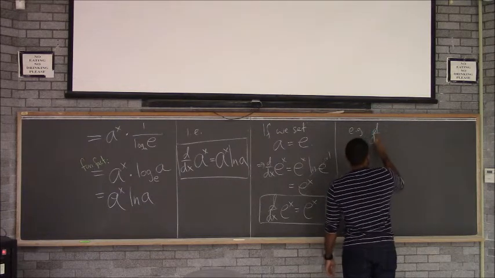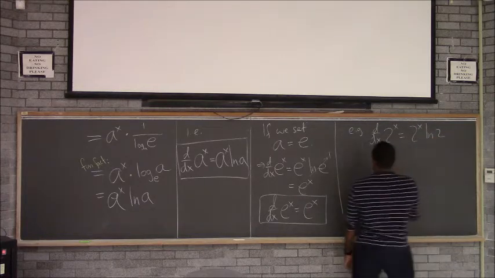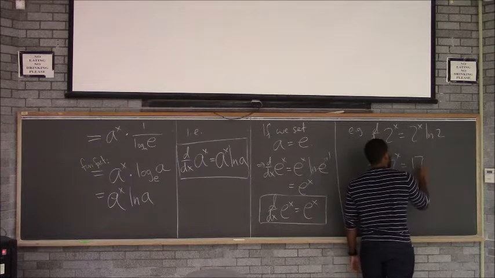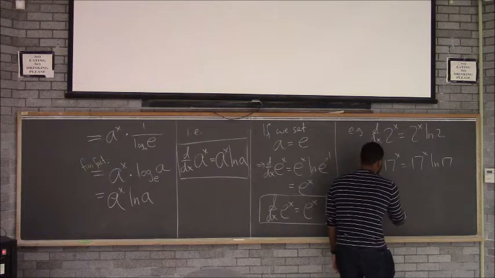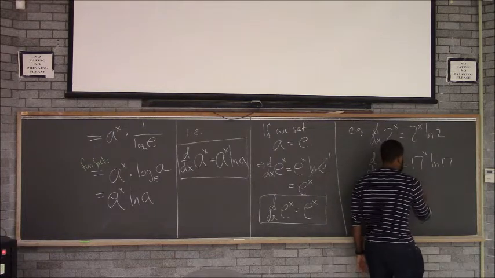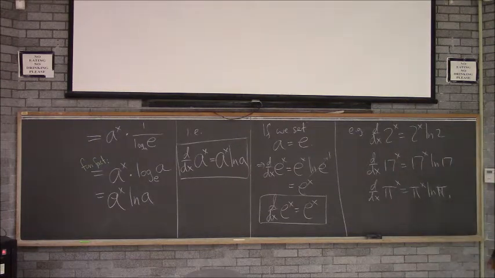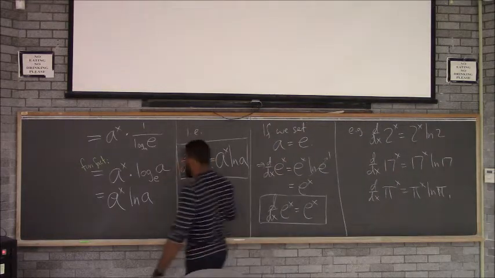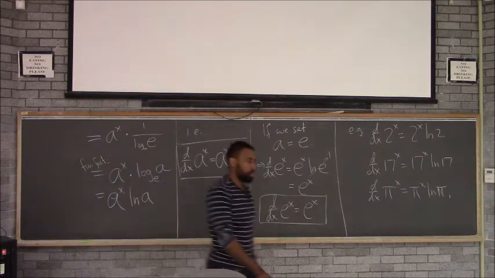So if I were to ask, what is the derivative of 2 to the x? Well, it's going to be 2 to the x ln 2. What is the derivative of 17 to the x? It's going to be 17 to the x ln of 17. What is the derivative of pi to the x? Well, it's going to be pi to the x ln pi. The derivative of an exponential is the exponential times the log of the base. This is an important formula, and this is a very special case of that important formula.